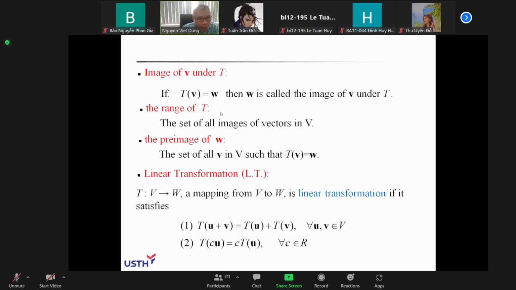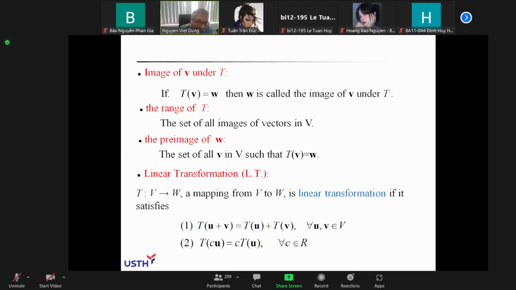The range of T is the set of all images of vectors inside V. Here, and the image is here. I will not repeat the definition here. But what I want to repeat for you in this slide is the notion of a linear transformation, which I abbreviate by LT. Suppose that T from V to W is a mapping from vector space V to vector space W. T will be called a linear transformation if it satisfies two axioms or two properties, like on the screen. I insist you use that.